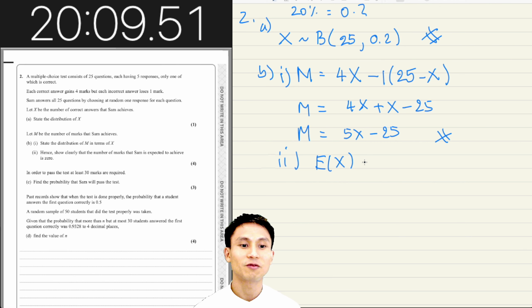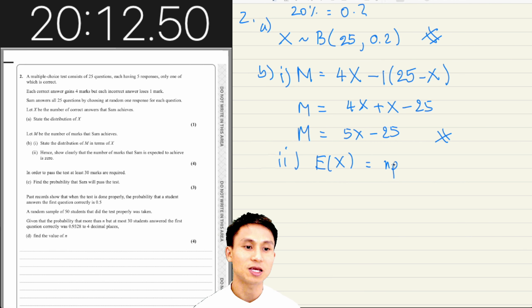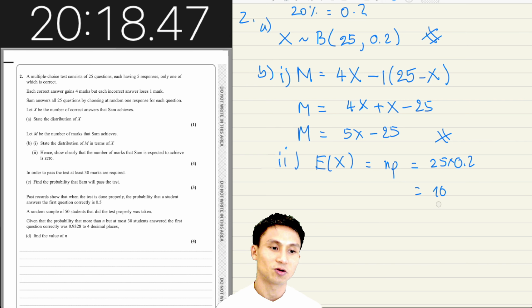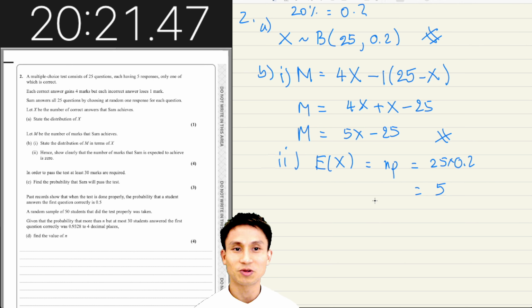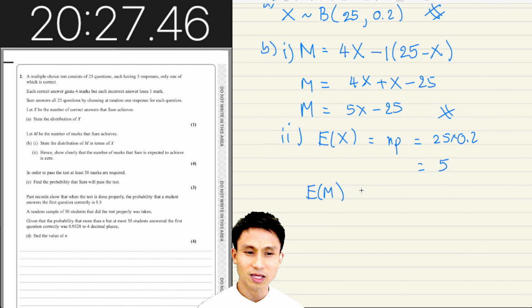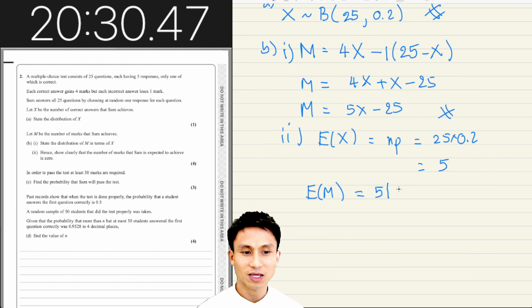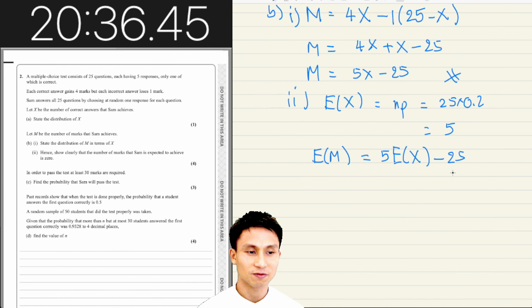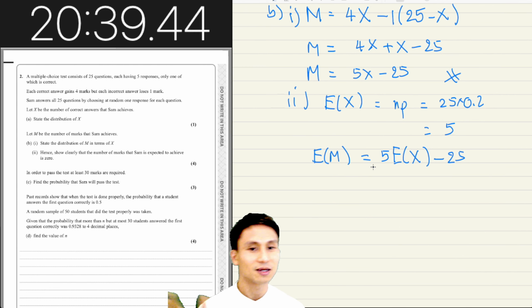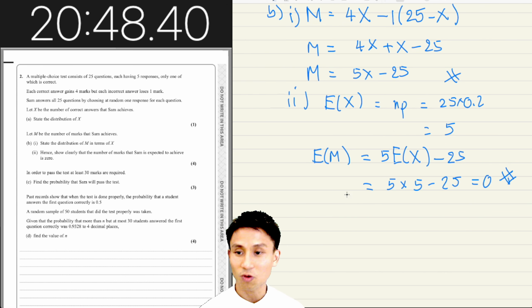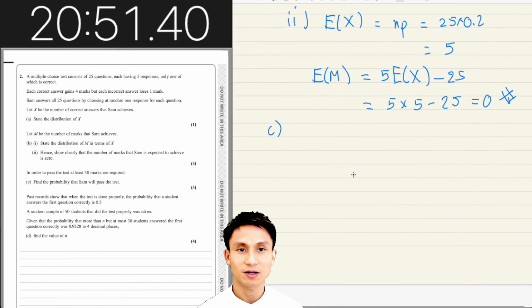So the expected value for the distribution x would be just np. Okay, so that's 25 times 0.2, which is 10. No, that's 5, sorry. Just doing the mental math there. And the expected value of the mark is just like coding, so to speak, so it's going to be 5 times the expected value of x, so we can use this equation here, minus 25. Similar to coding, right? The way you find the different variable from the coding equation. So it would just be 5 times 5 minus 25, which is 0 as required.